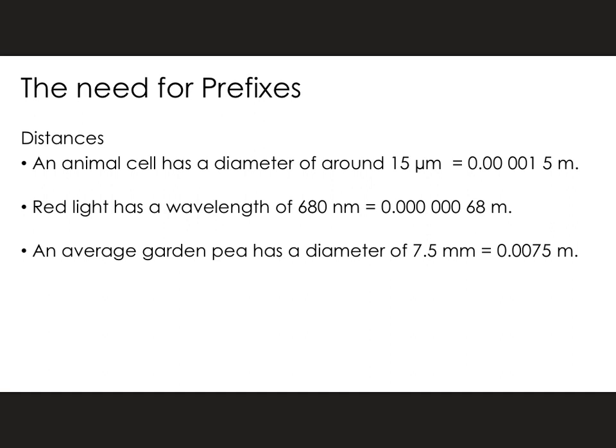Some other things that you might be aware of are that red light has a wavelength of around 680 nanometres. Again, if we were to try and write this as a decimal, we'd be saying 0.0000068 metres. And also an average garden pea has a diameter of about 7.5 millimetres. Again, we'd have to put lots of zeros at the start of this, so 0.0075 metres. So hopefully you can see the importance of using prefixes to help simplify the numbers we use in science.